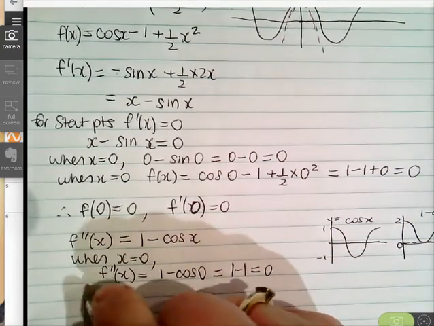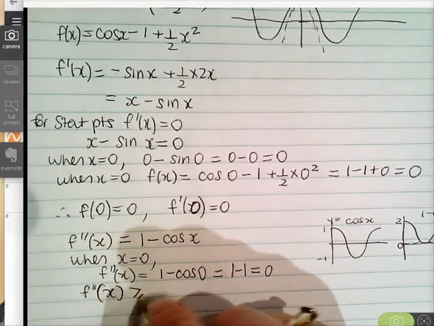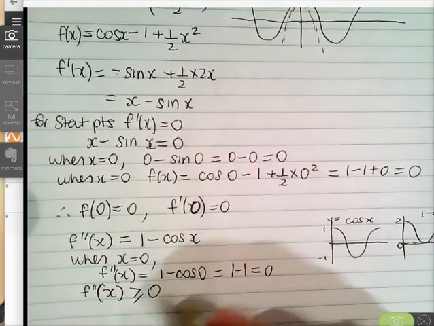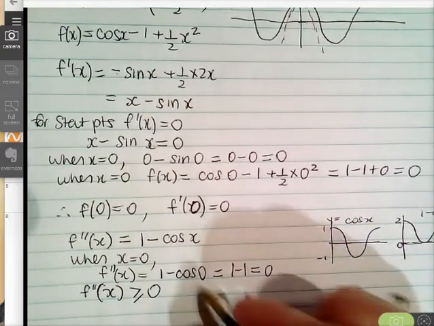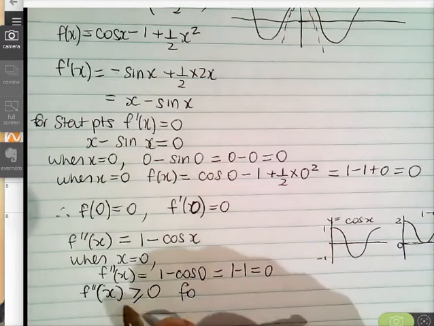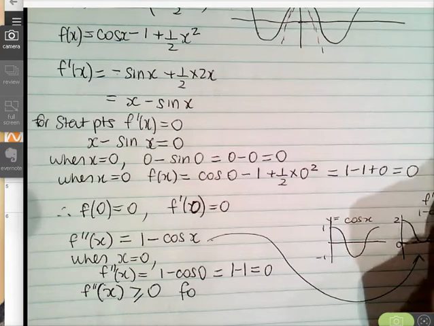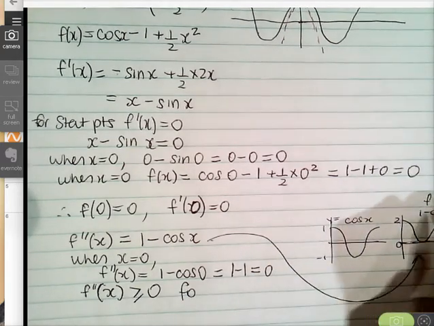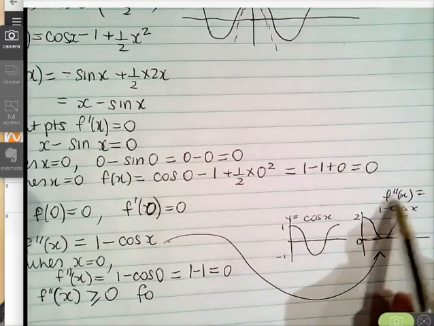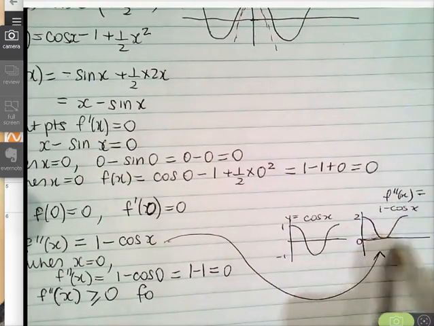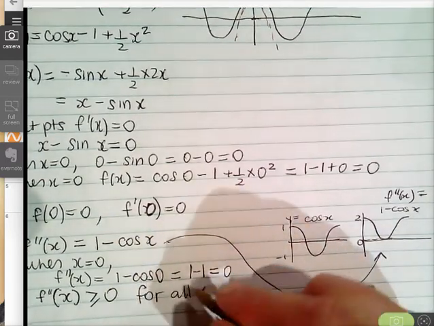So therefore I can say that f double dashed x is greater than or equal to 0. My second derivative is greater than or equal to 0. I can see this because I've sketched it. So I've sketched 1 minus cos x, which is f double dashed x, sorry, just running off screen. This is my second derivative function, 1 minus cos x, and I can see that it is greater than or equal to 0 for all x.